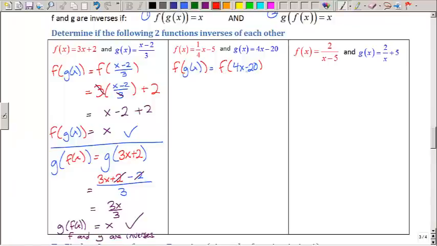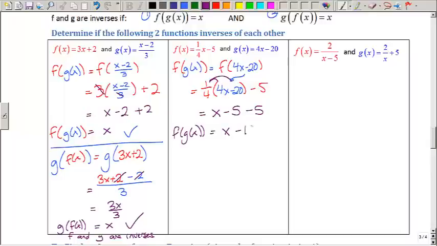Now I want to take the 4x minus 20 expression and substitute it into the f function. My f function says 1/4 x minus 5, but instead of x, I'm replacing x with 4x minus 20 from the inside of my parentheses. Next, I'd like to reduce, and when I distribute, 1/4 of 4 is x, 1/4 of 20 is 5, minus 5, and so therefore f of g of x is equal to x minus 10.